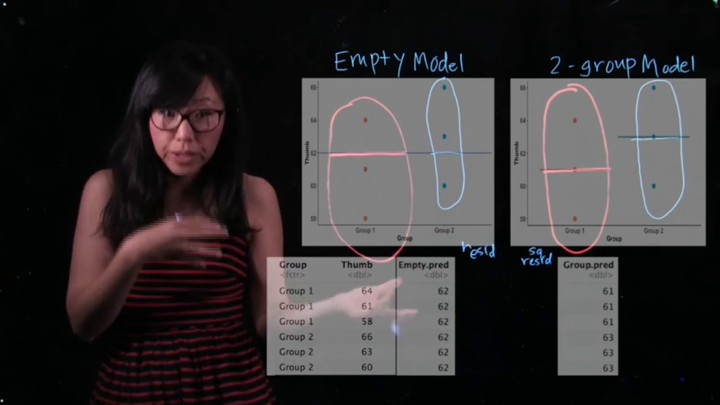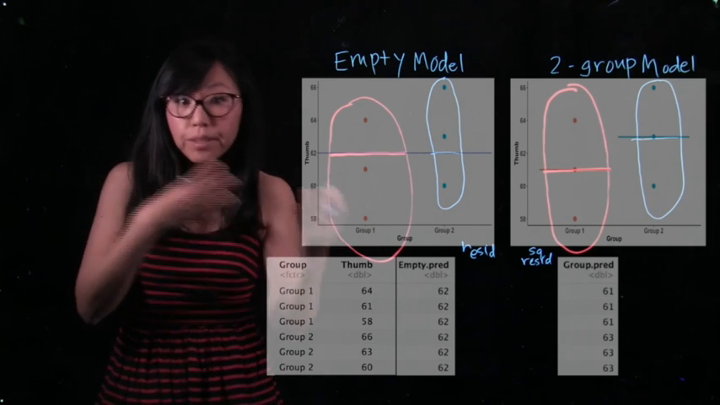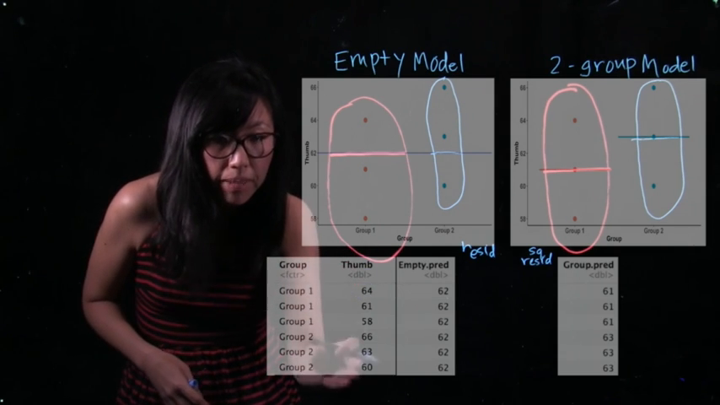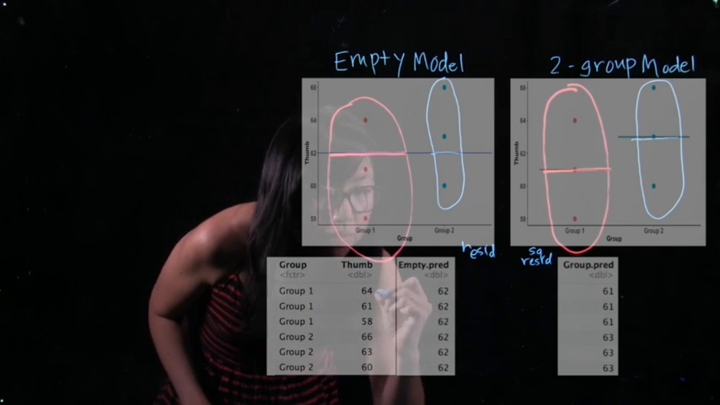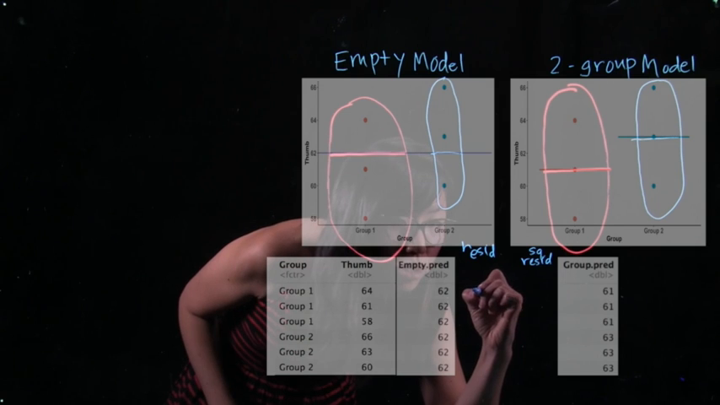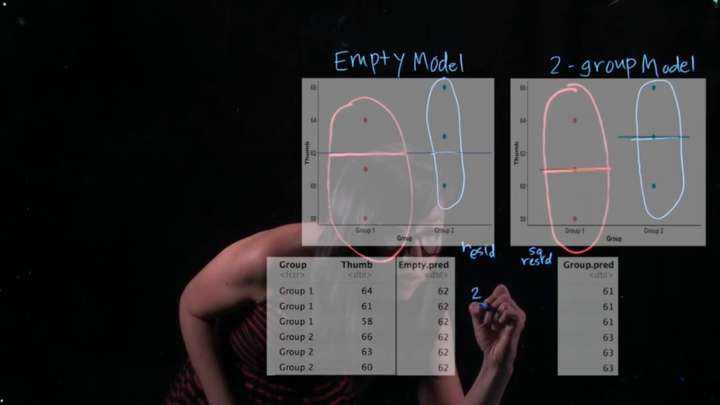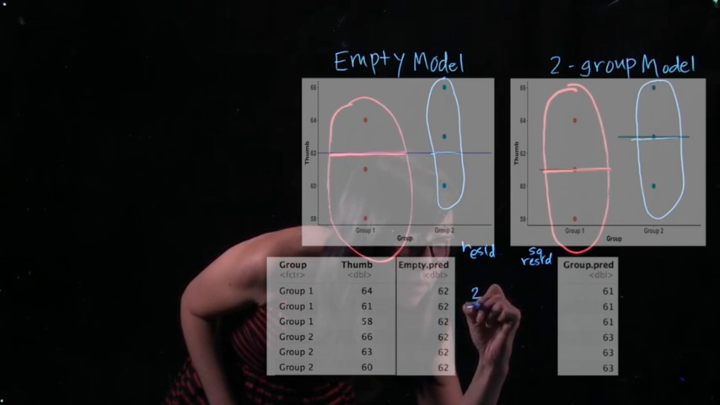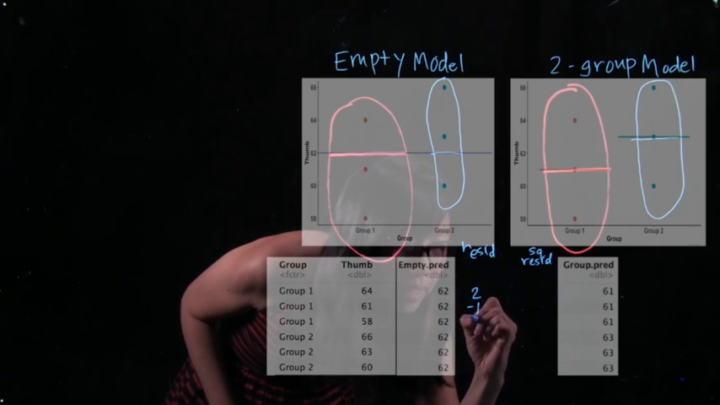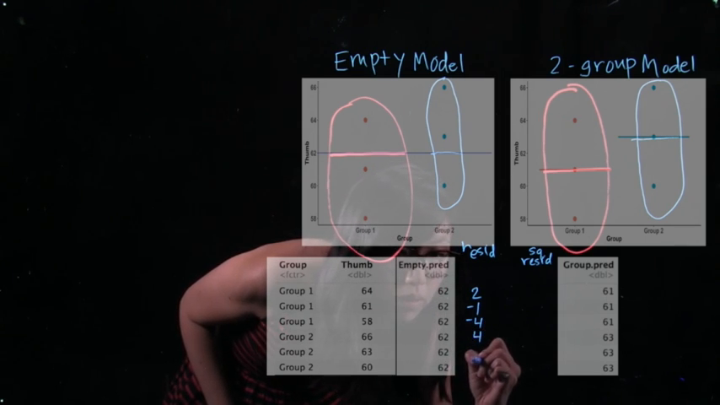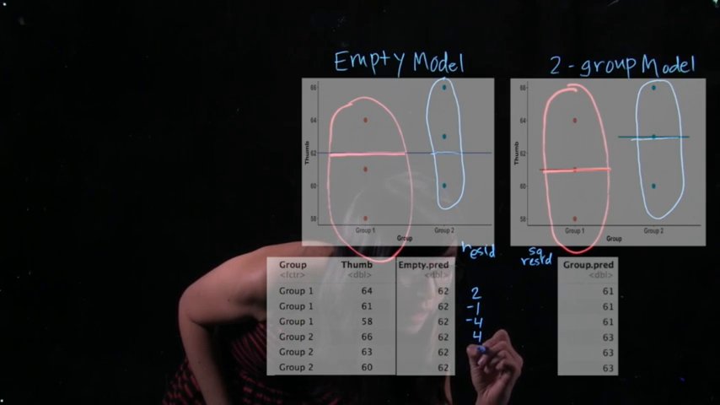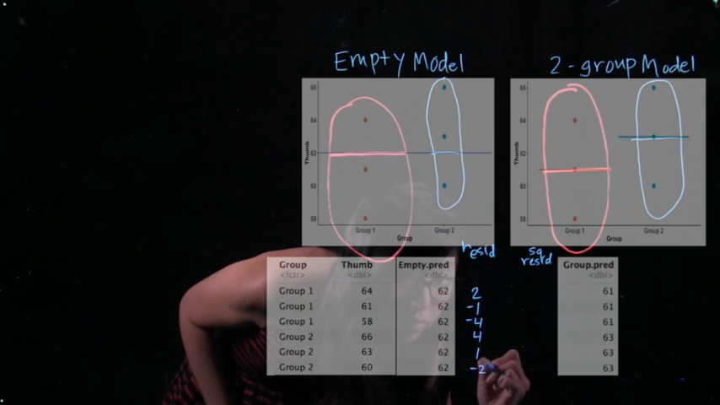To get the error or the residual, we always want to do data minus model, right? So here's our data here, thumb, minus the model, 62, the empty model, right? And so here we have 64 minus 62 is 2. Let me line them up. 61 minus 62 is negative 1. 58 minus 62 is negative 4. 66 minus 62 is 4. 63 minus 62 is 1, and 60 minus 62 is negative 2.